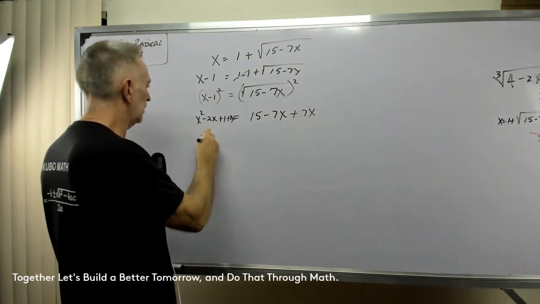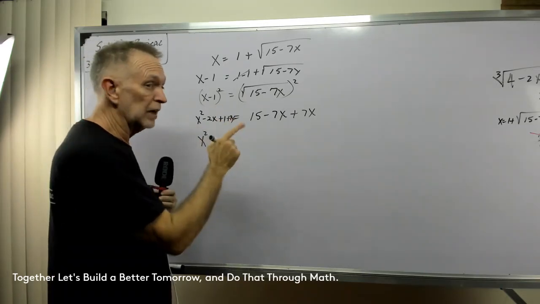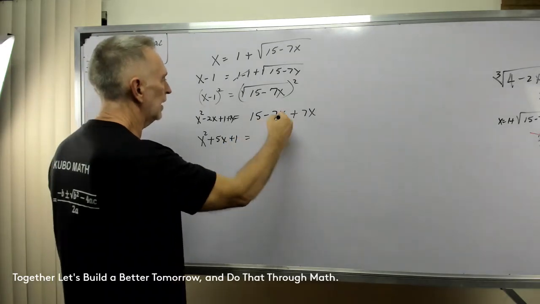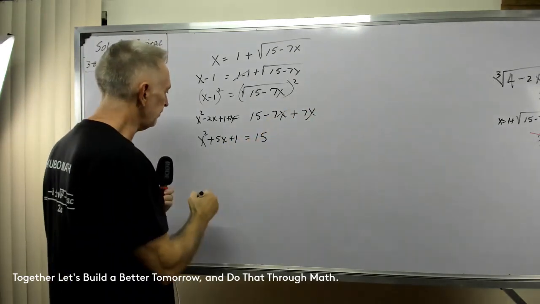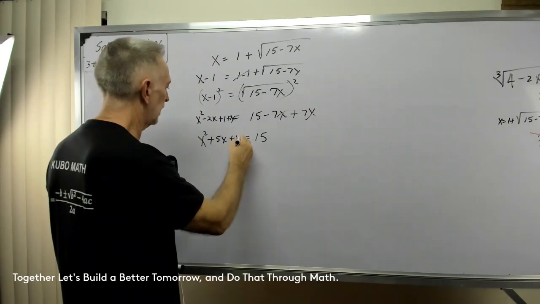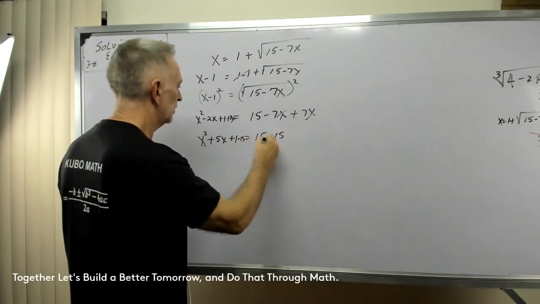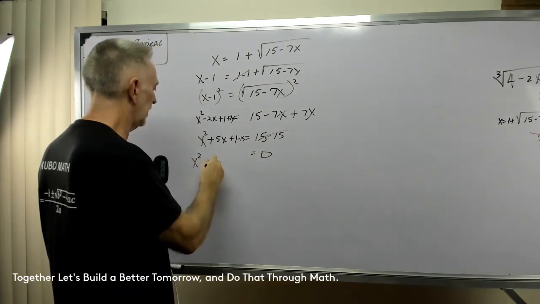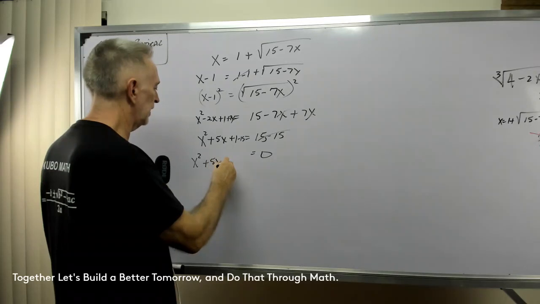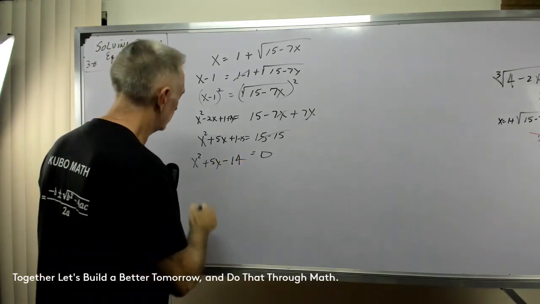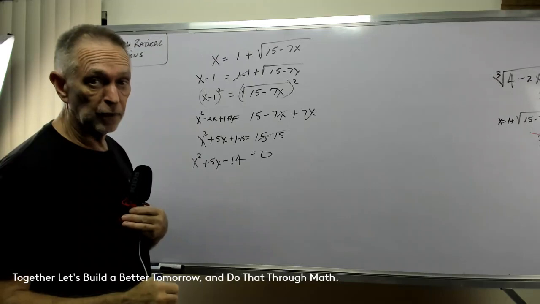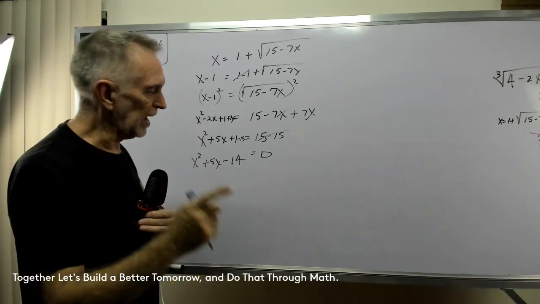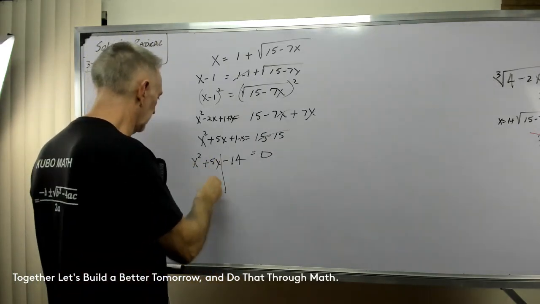So I have now x squared, a negative 2x plus a positive 7x gives me a positive 5x plus 1, and that equals 15. Now let me subtract 15 from both sides. So now I have 0, so x squared plus 5x, 1 minus 15 gives me a negative 14. So x squared plus 5x minus 14 equals 0. Hey, when in doubt, do what? Factor.